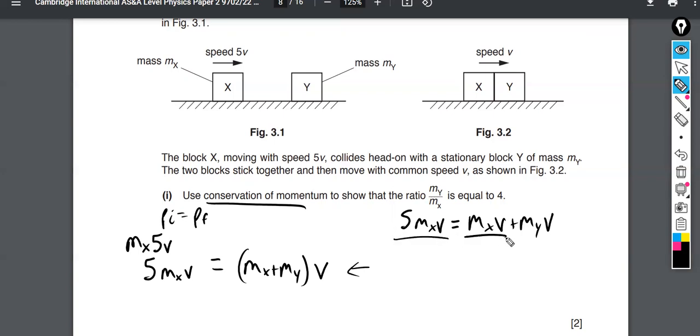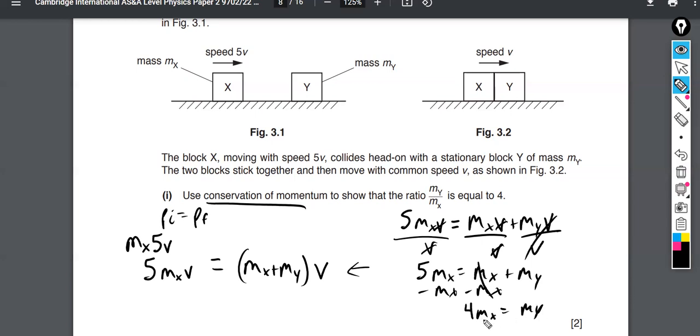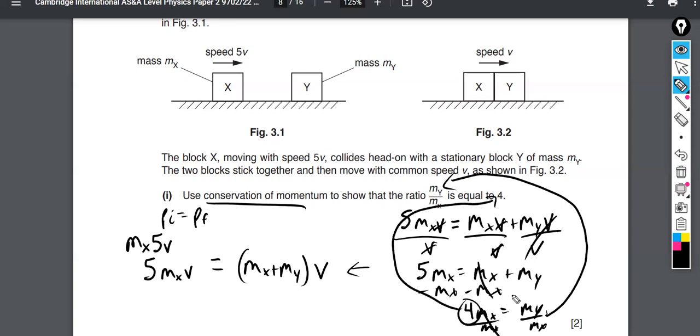One thing I could do right away is just divide everything by v. If I divide by v, it gets rid of the velocities, or you could say v divided by v is 1, and 1 times this is just this. So we rewrite it as 5mx equals mx plus my. If we subtract an mx from both sides, then we have 4mx equals my. And if we divide each side by the mass of x, then we get this ratio my to mx, and on this side we have 4. So there you go.